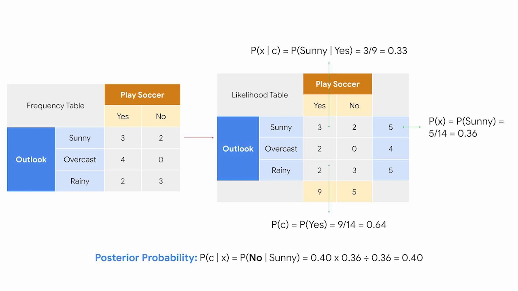So if it's sunny outside, a naive Bayes model would predict that the conditions are right to play soccer. Later, you'll explore how multiple predictor variables can be used to make a prediction. All the same concepts will apply. No matter the number of variables that are used, naive Bayes calculates posterior probabilities and makes predictions based on which outcome has the highest probability.